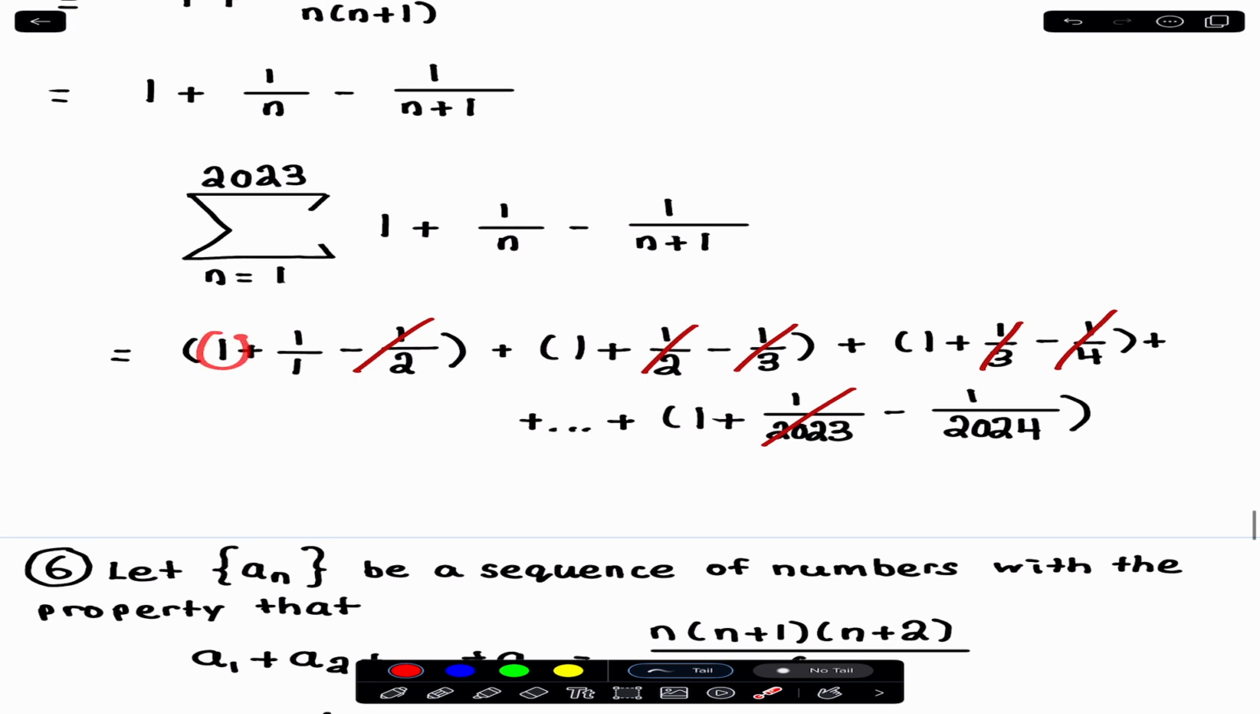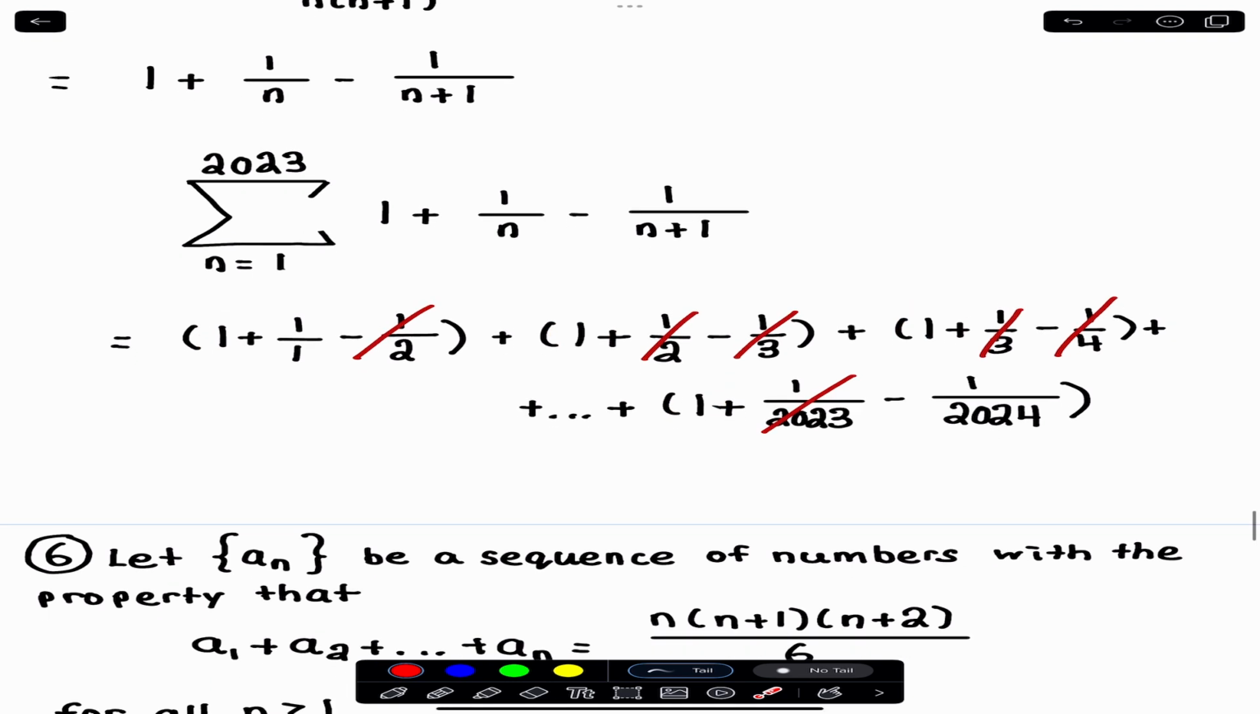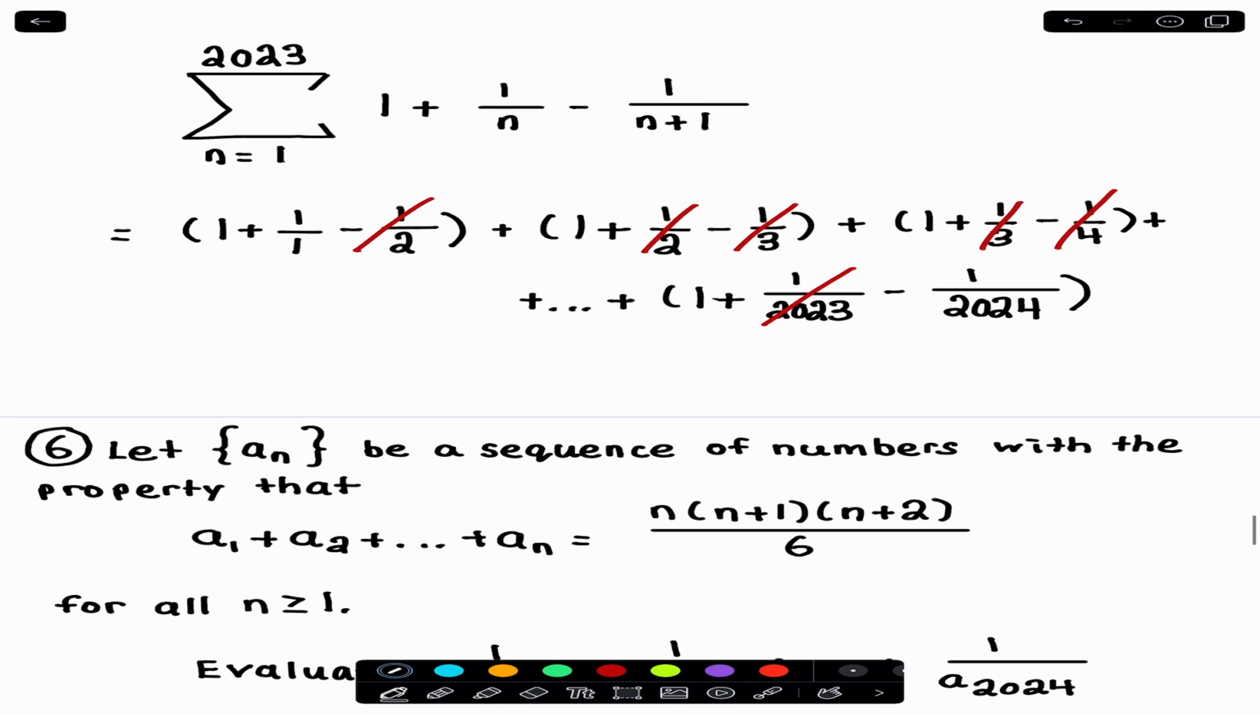In the end, we cannot forget about these 1s at the start of each term. So how many copies of these do we have? Well, we started with n equals 1 up to n equals 2023, so we have 2023 copies of these 1s, but we have this extra 1 term here which did not cancel with anything. So we have to include that in the final count as well. It's actually 2023 plus 1, which is 2024, but then we have to take away 1 over 2024 at the end, because that did not telescope. And this is our final answer.